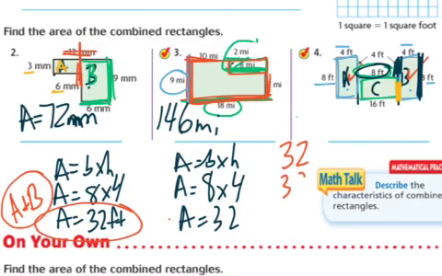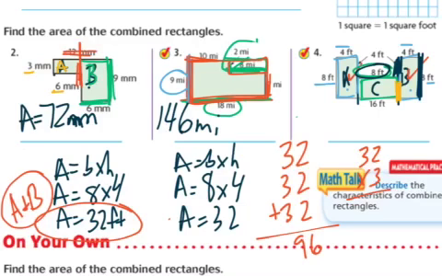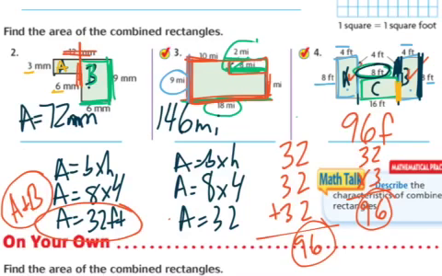I could add it 3 times, or I could multiply times 3. Because we know that multiplication is repeated addition. Take a look. 2 plus 2 plus 2 is 6. 3 plus 3 plus 3 is 9. I get 96. 2 times 3 is 6. 3 times 3 is 9. Either way you do it, you get the same answer. So my area is 96 feet.